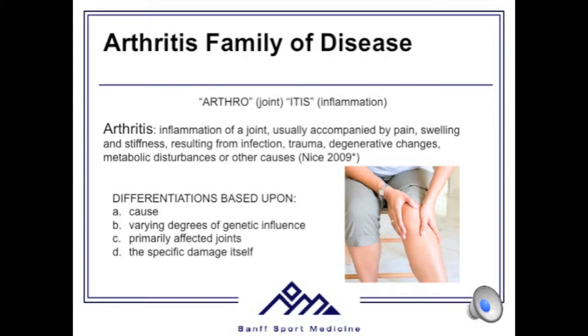Each form of arthritis varies in its cause, that is, wear and tear, immune system, or whether it's secondary to diseases such as Lyme or Crohn's, its varying degrees of genetic influence, its primarily affected joint locations, whether it affects weight-loading joints or smaller joints, or if it affects one side of the body or both, and finally, the specific damage to the joint itself. As you can see, arthritis is not a single, simple template of disease.